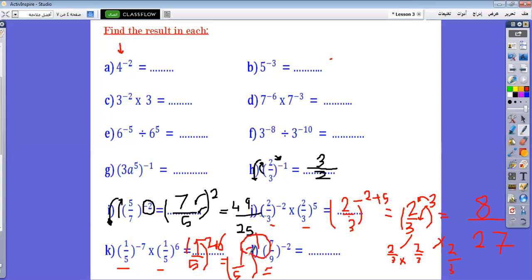Do I want it with a negative sign? No, I want it with a positive sign. So instead of 1 over 5, get the multiplicative inverse, 5 over 1. Instead of power negative 1, it will be power positive 1. So it will be 5 over 1 power of positive 1, equals 5 over 1 equals 5. So the answer will be 5.